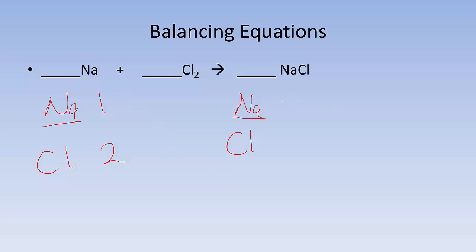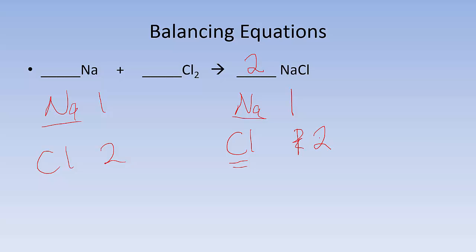So how many Na do I got? I got 1 and 1 chlorine. So now you look, what's not balanced? Well, chlorine's not balanced. So how do I make chlorine balanced? Well, remember, you can't change this formula. It's always going to be NaCl. You can't change it to NaCl2. So how do I get 2 chlorines? You have to put a 2 in front as the coefficient.